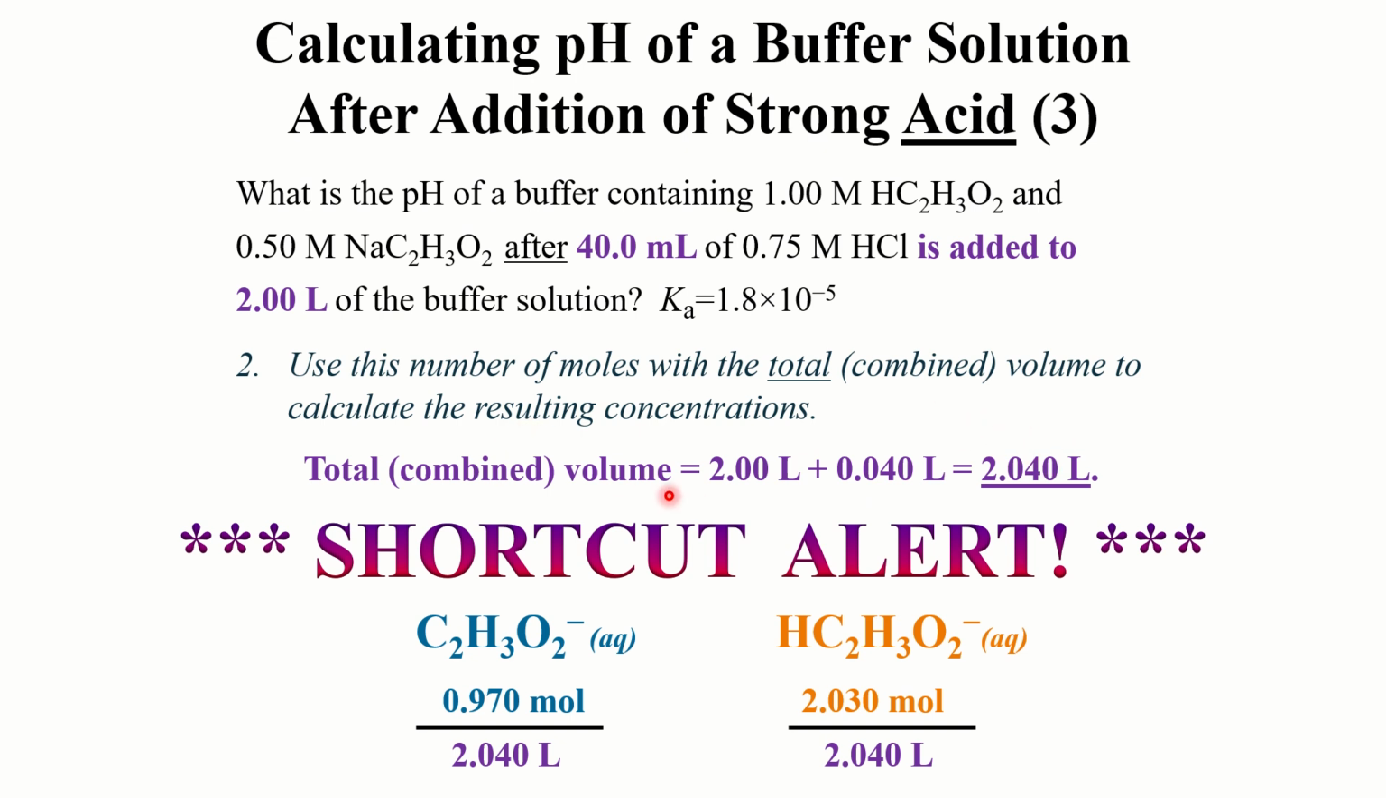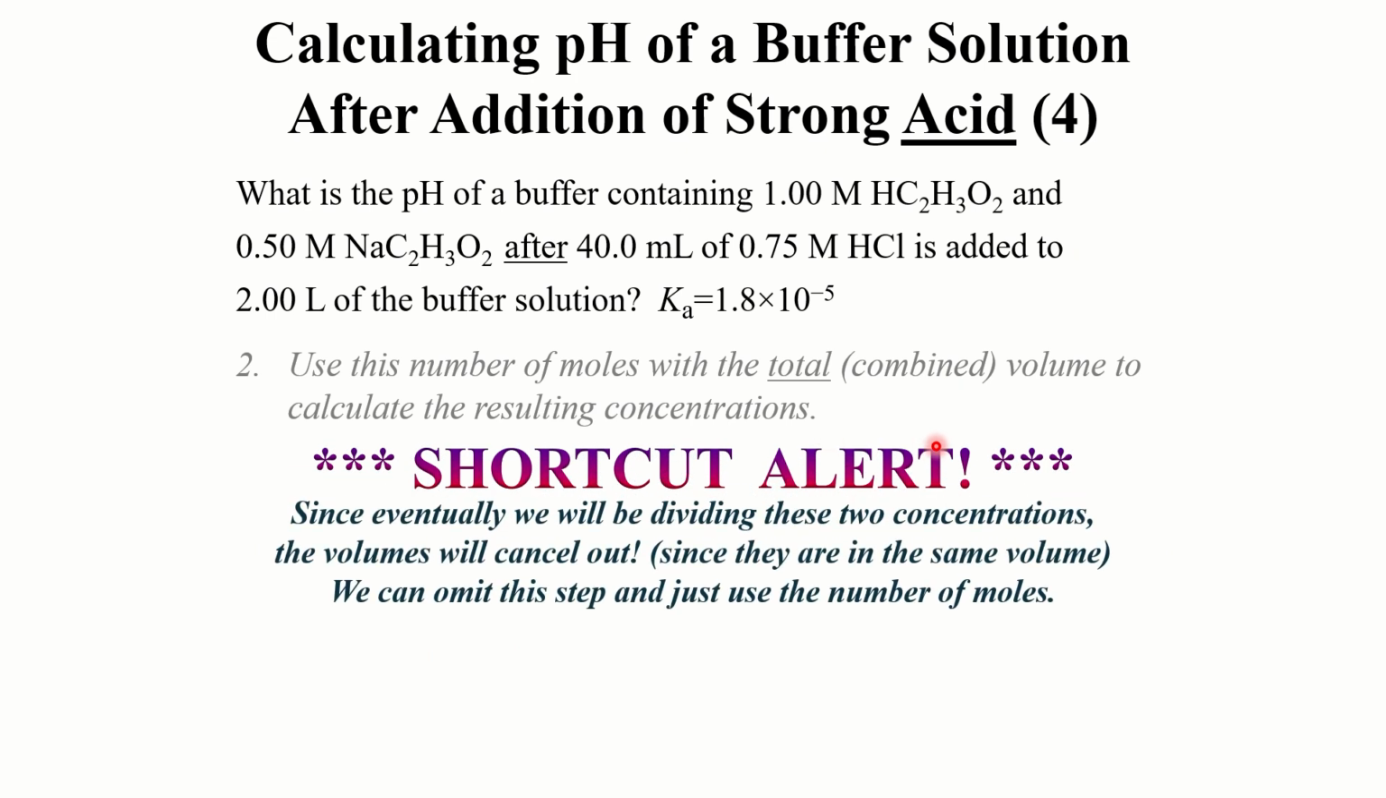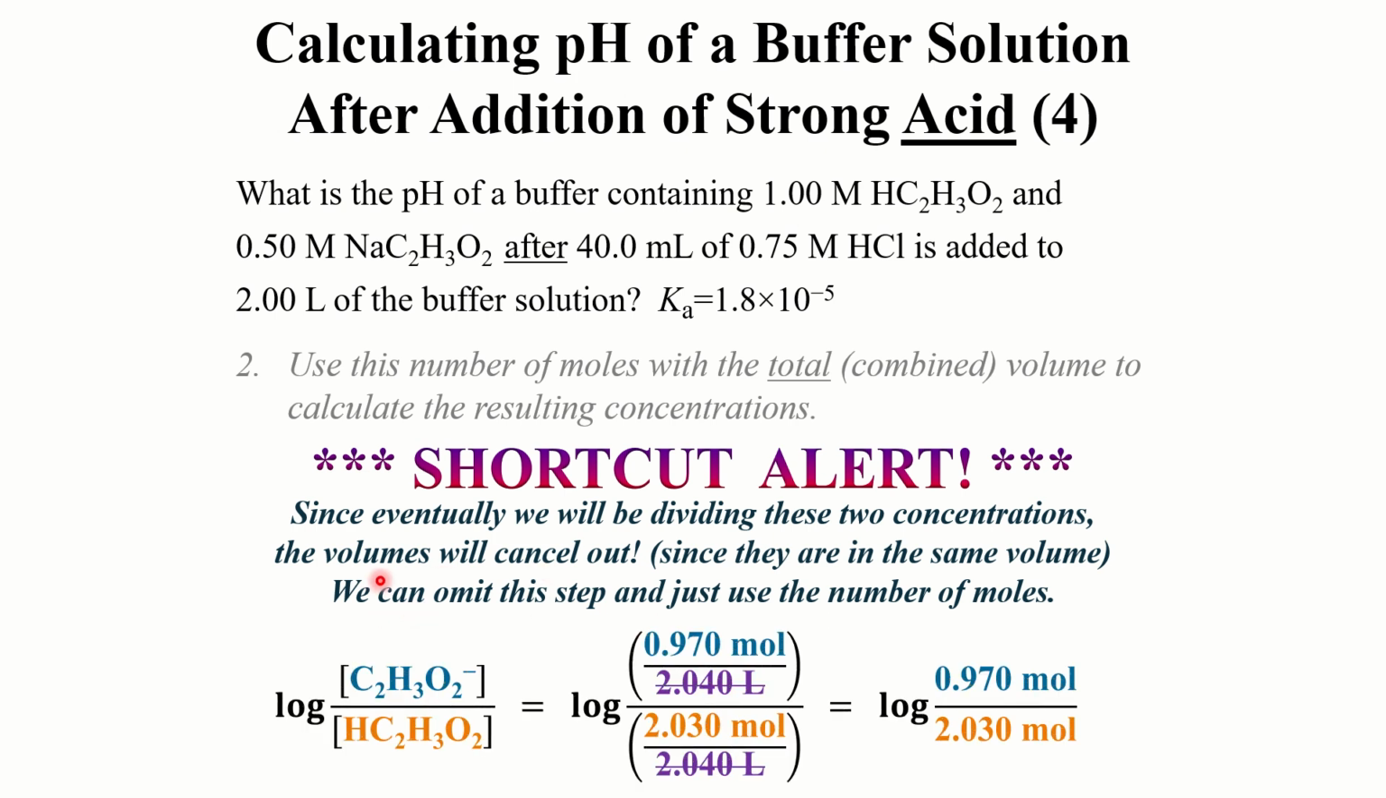I do want to mention a brief shortcut here. Since eventually we will be dividing these two concentrations, the volumes will cancel out since they are in the same volume, so we can actually omit this step and just use the number of moles directly. So you can do the mole step or the volume step to find the concentration if you prefer, since I did mention this in my problem-solving strategy, and I wanted to mention this because the values we learned in the Henderson-Hasselbalch equation are technically concentration values, but some of you have been wondering about this shortcut.